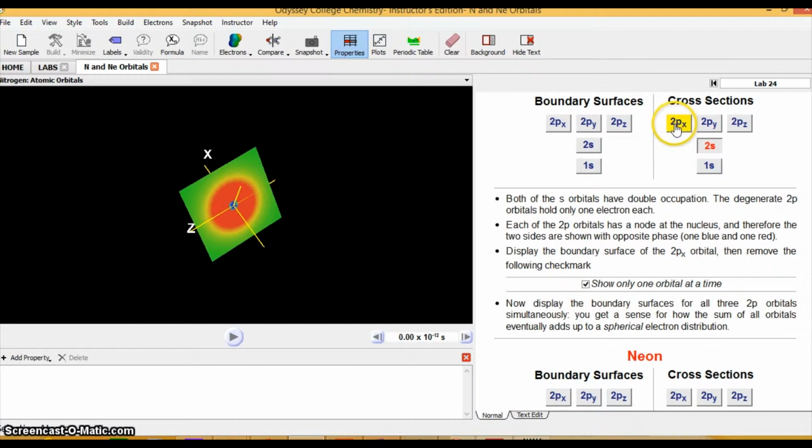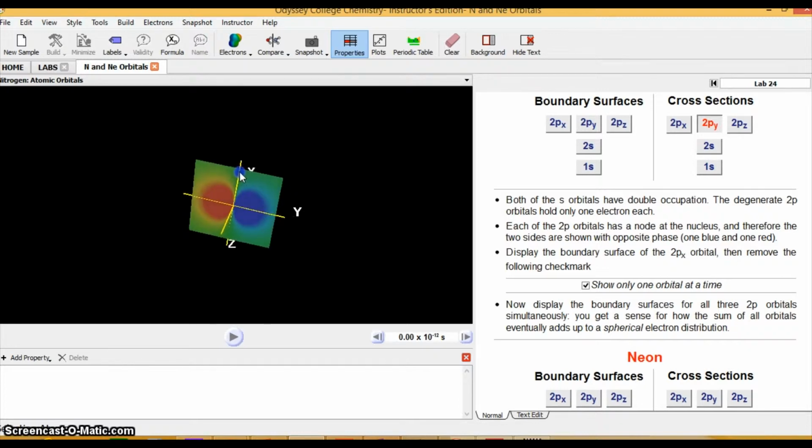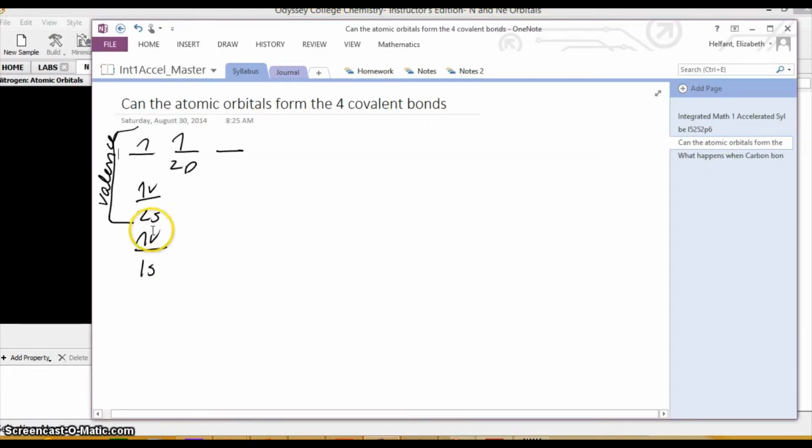If I want to look at that as a cross section, the 1s is there, the 2s is there, and these are just probable regions where the electron is. There's the 2px, the 2py, which I have to spin a little bit to see, and the 2pz. Now let's talk a little bit about those electrons: these are the core electrons, and then these 4 electrons here are valence electrons.